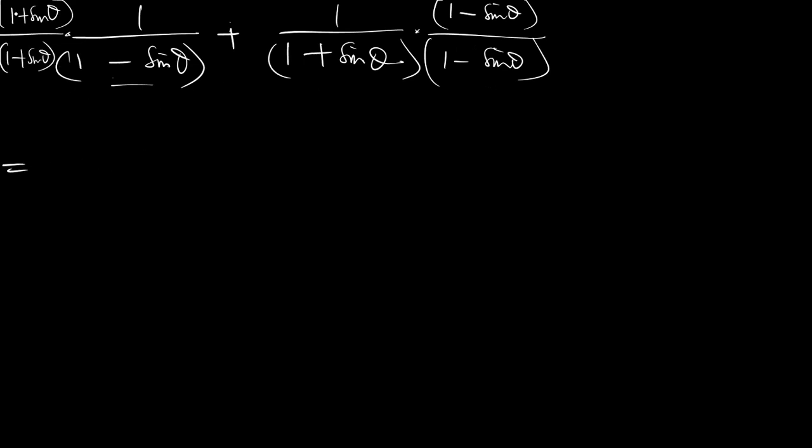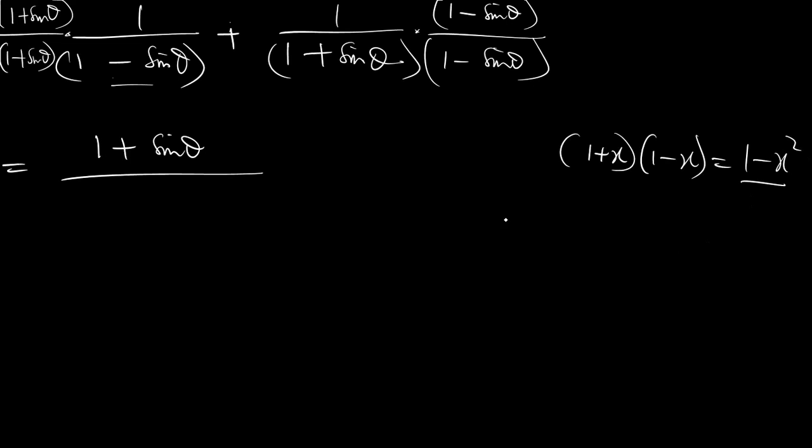So we now say this is equal to 1 plus sine theta times 1, you have 1 plus sine theta. Now, this expression down here is the same thing as saying 1 plus x times 1 minus x. This is 1 minus x squared. That is what it will give you. Now, let's open it up so that people will not get confused. 1 times 1, you have 1. 1 times minus x, you have minus x. Plus x times 1, you have plus x. Plus x times minus x, you have minus x squared. The same terms with different signs cancel out. So now you are left with 1 minus x squared.